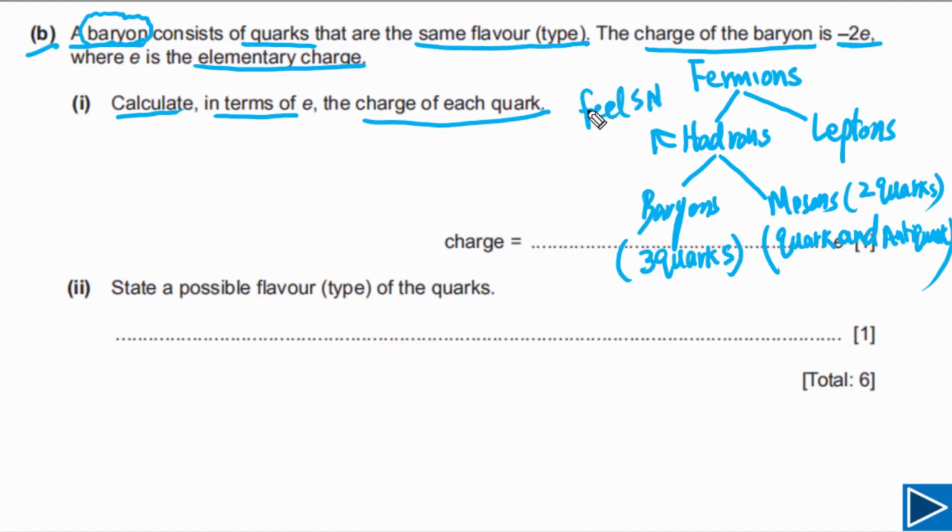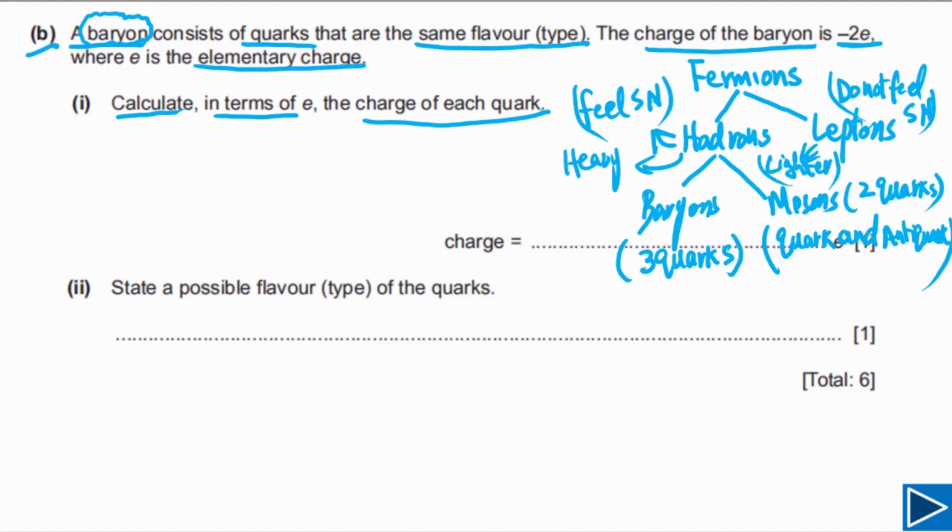I'm using SN for strong nuclear force. Leptons do not feel strong nuclear force. Do not feel SN means strong nuclear force. Hadrons are heavier particles, so we can say they are heavy particles. Leptons, they are lighter particles, so we can simply say lighter particles.